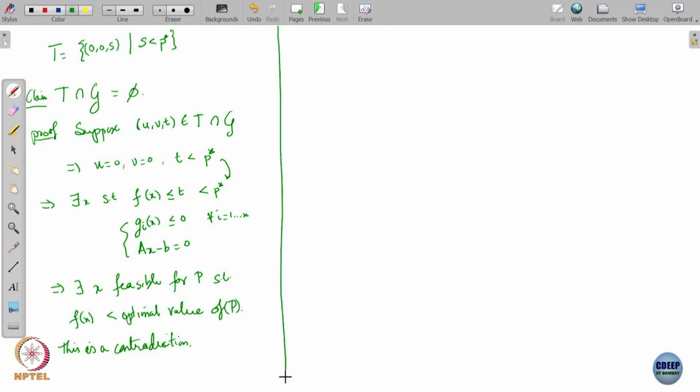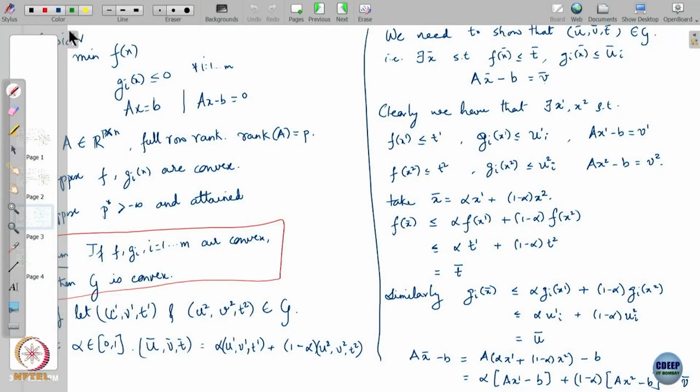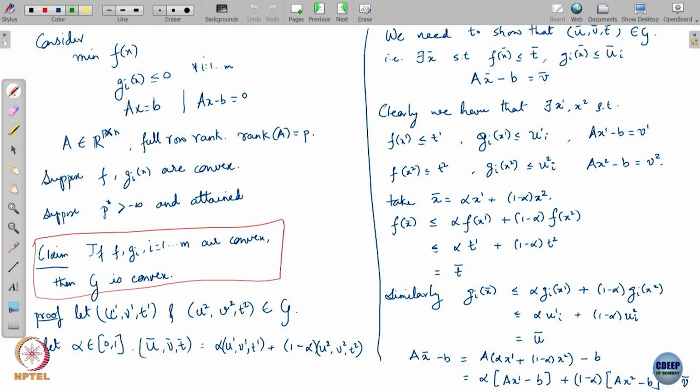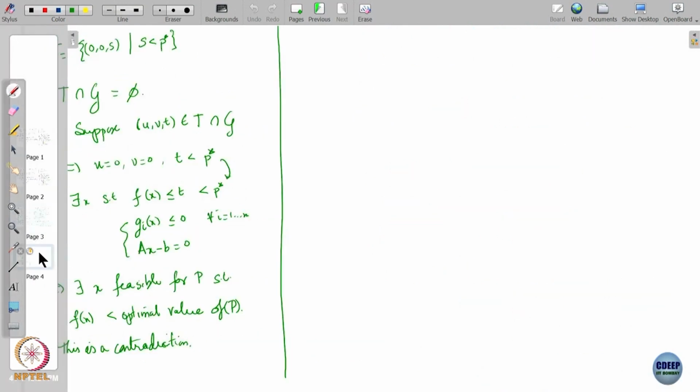All right. So now, what does this mean then? This means that T intersection G is empty. Now, T itself, because it is the kind of segment that I mentioned, an open segment from minus infinity to p star, the set T is a convex set. We just showed that G itself is also a convex set. So T is a convex set, G is also a convex set.